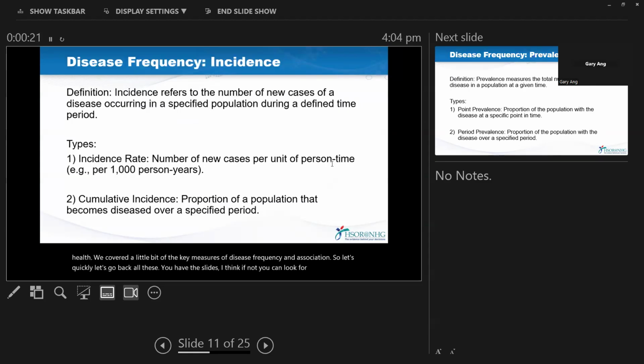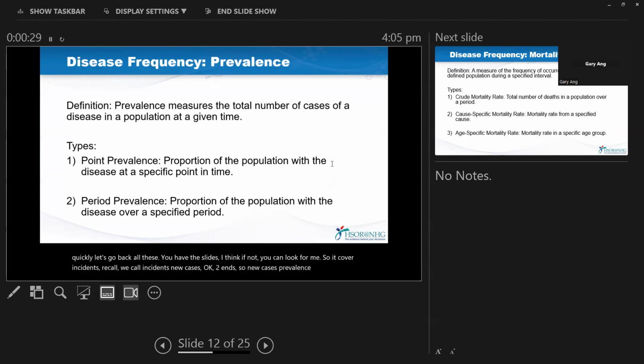So we covered incidence. Remember, we call incidence new cases. Okay, two Ns, so new cases. Prevalence has only one N, so this is for the present. How many does the population have now? There are two parts: point prevalence, at one specific point, and period prevalence. If it's not specified, they usually refer to point prevalence. But actually most of the time what they mention is period prevalence.